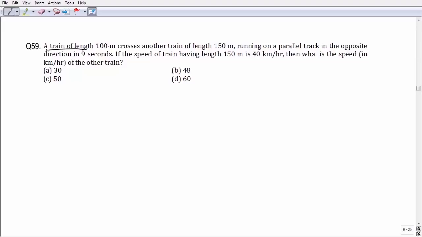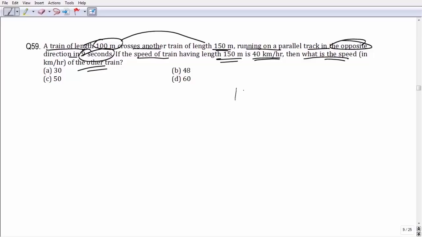Now it says that a train of length 100 meters crosses another train of length 150 meters running on a parallel track but in the opposite direction in 9 seconds. If the speed of the train having length 150 meters is 40 km per hour, then what is the speed of the other train? Now, the total length that they have to cover is 250 meters in exactly 9 seconds.